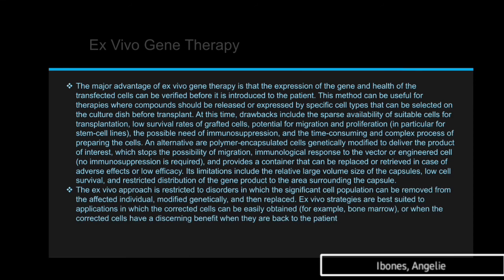The ex vivo approach is restricted to disorders in which a significant cell population can be removed from the affected individual, modified genetically, and then replaced. Ex vivo strategies are best suited to applications in which the corrected cells can be easily obtained, for example bone marrow, or when the corrected cells have a discerning benefit when they are back in the patients.